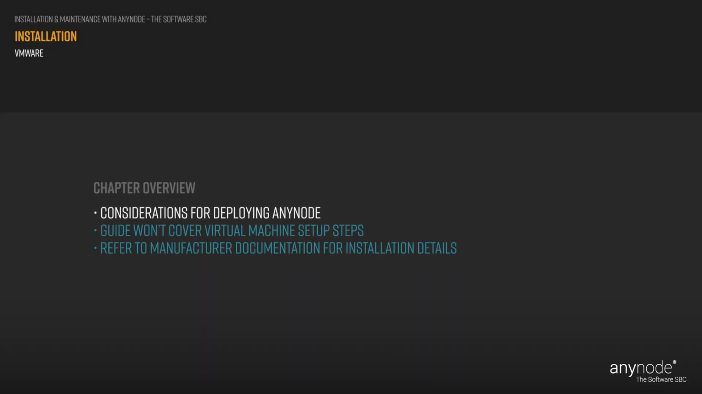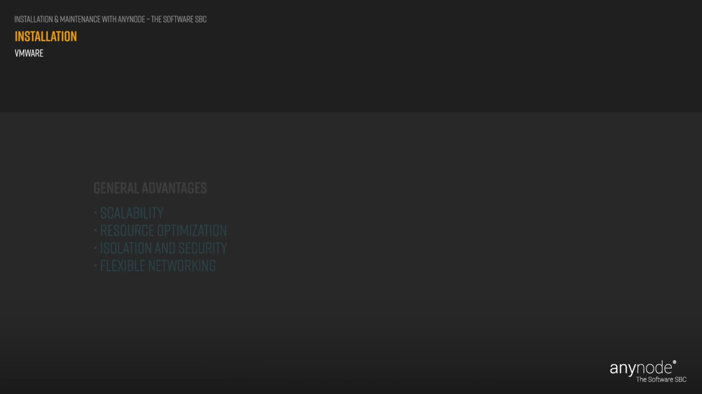Now, we will guide you on considerations for deploying anynode on a virtual machine using VMware. This guide will not delve into the specific steps for setting up a virtual machine and installing the operating system. Please refer to the respective manufacturer documentation and manuals for comprehensive details on the installation procedures for VMware ESXi Server in virtual machines. Check the advantages of using anynode in a VMware environment.